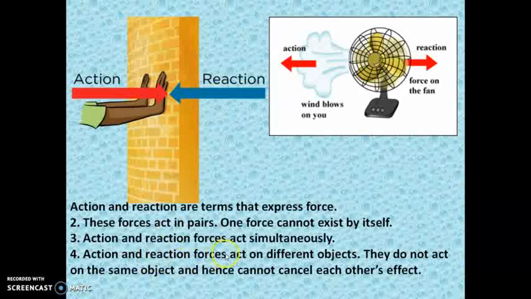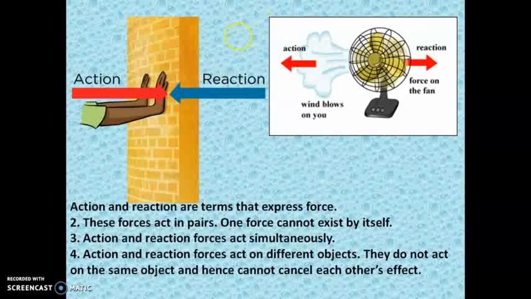Action and reaction forces act on different objects. So this is one object, this is a different object. Here the fan is one object and the wind that blows onto ourselves is a different object. So it always acts on different objects. They do not act on the same object and hence cannot cancel each other's effect.